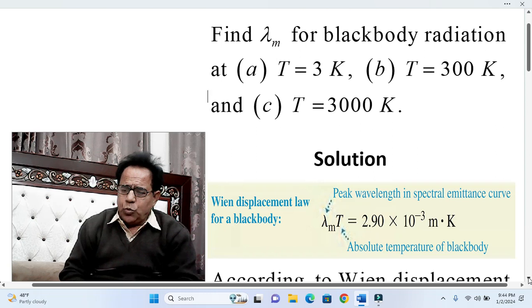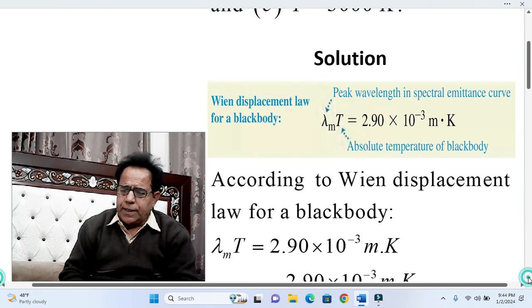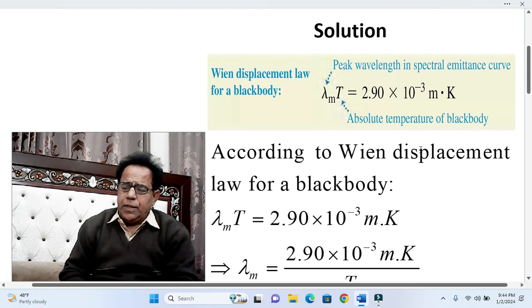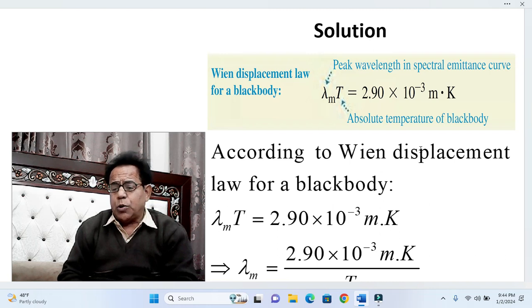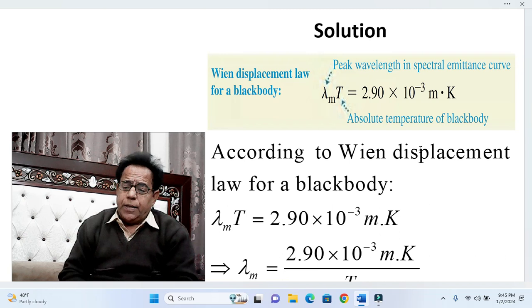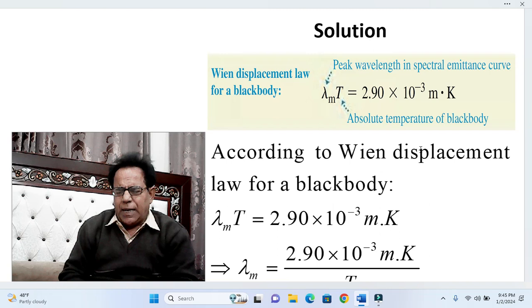Dear students, now we are going to its solution, but before starting its solution in a formal manner, we will introduce a snapshot. This snapshot has been chosen from the book University Physics by Young Friedman. According to this snapshot, it defines Wein displacement law for a black body.